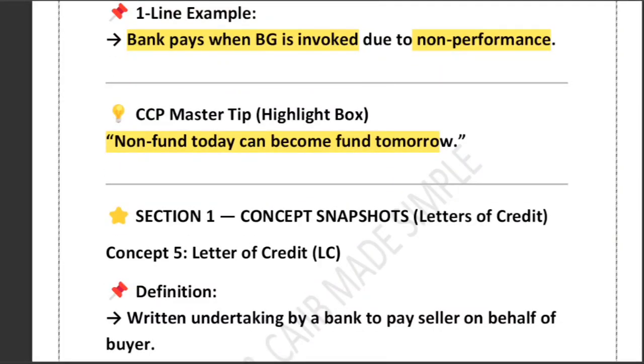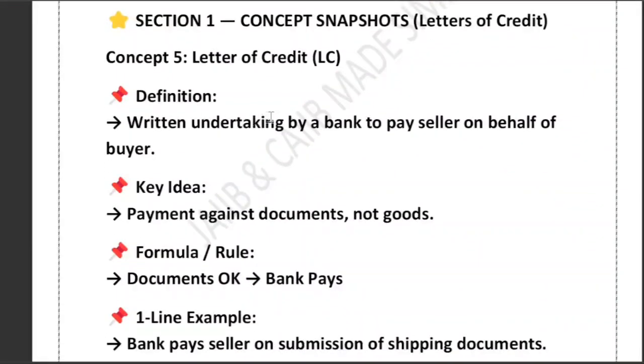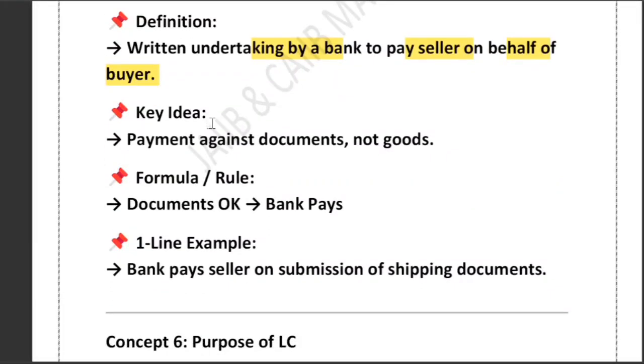Now, letter of credit. It is a written promise by a bank to pay the seller on behalf of the buyer. A written undertaking by a bank to pay the seller on behalf of the buyer. That is called a letter of credit. The most important rule in the LC is that the bank always deals with the documents. The bank never deals with the goods. So the payment depends on the documents, not physical inspection.